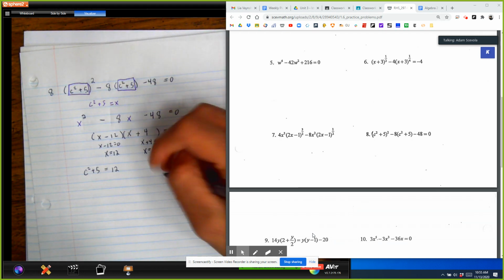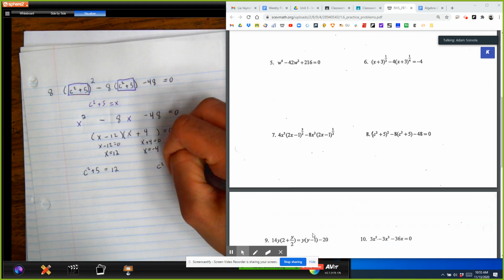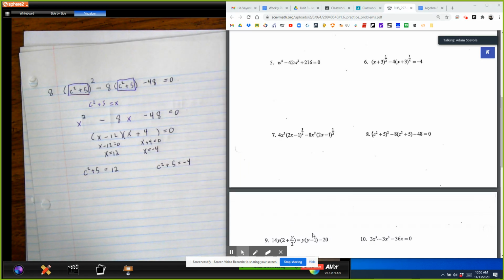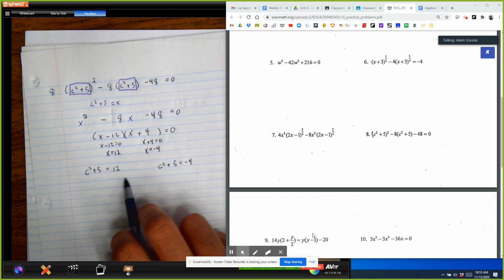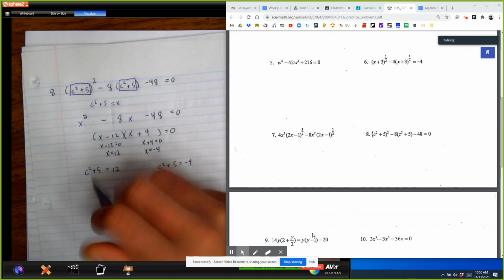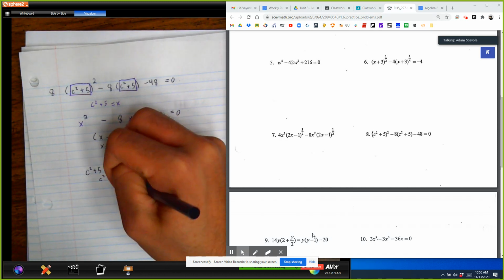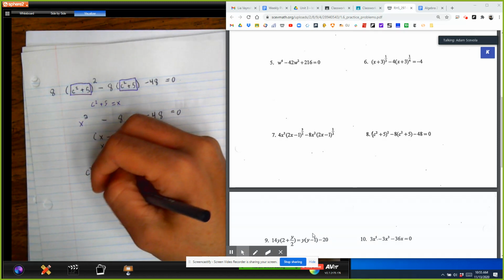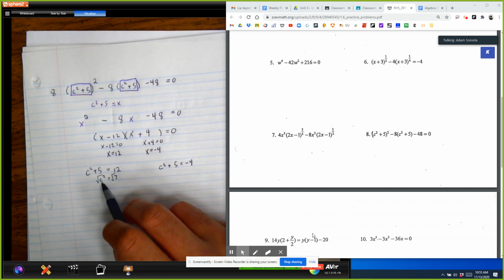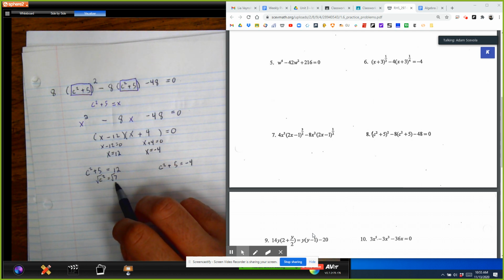Because if you square a negative or a positive, it's going to turn into a positive, this will be positive or negative root 7. So those are two of your solutions. And then if we keep going with the other equation, we subtract 5 and we get negative 9. We take the square root and we get c equals positive or negative the square root of negative 9.